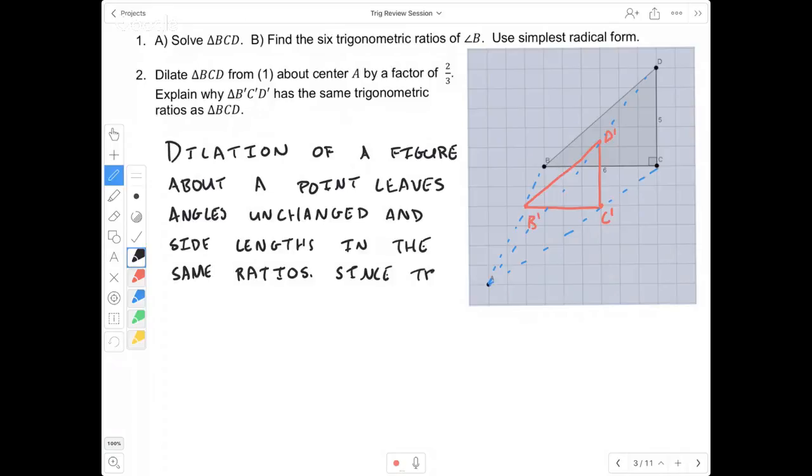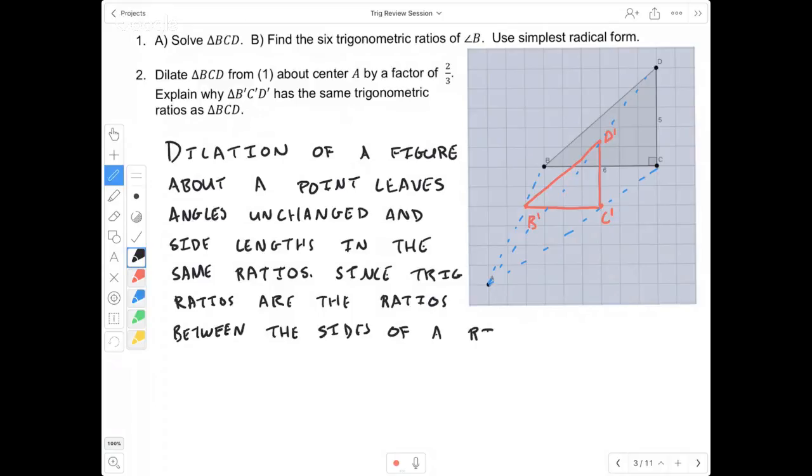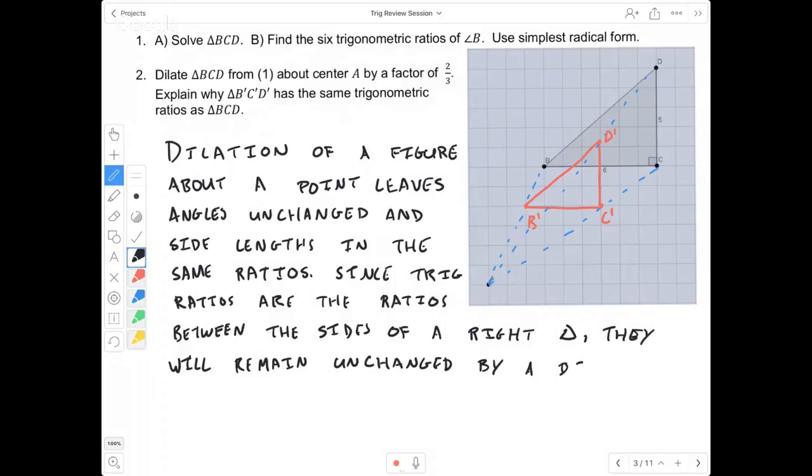Since trig ratios are the ratios between the sides of a right triangle, they will remain unchanged by a dilation about a point. Cool.